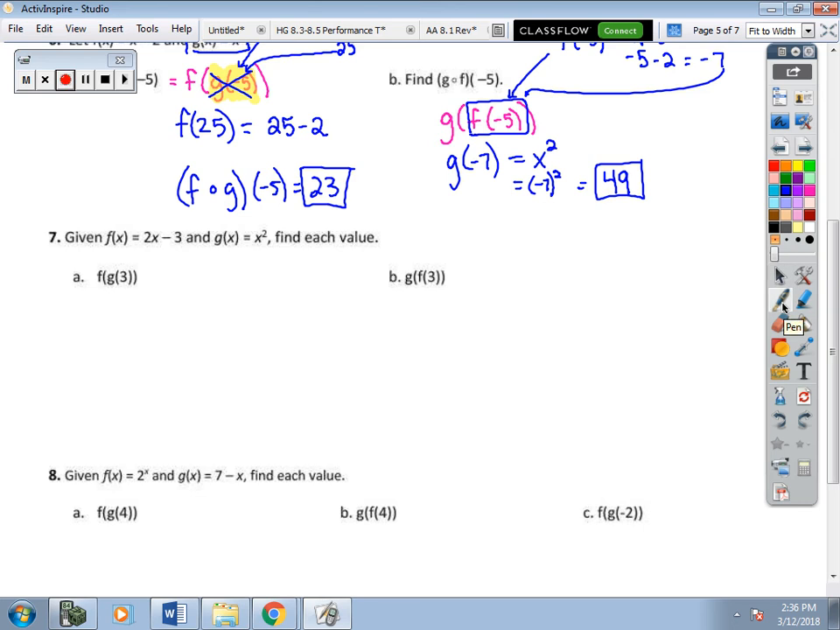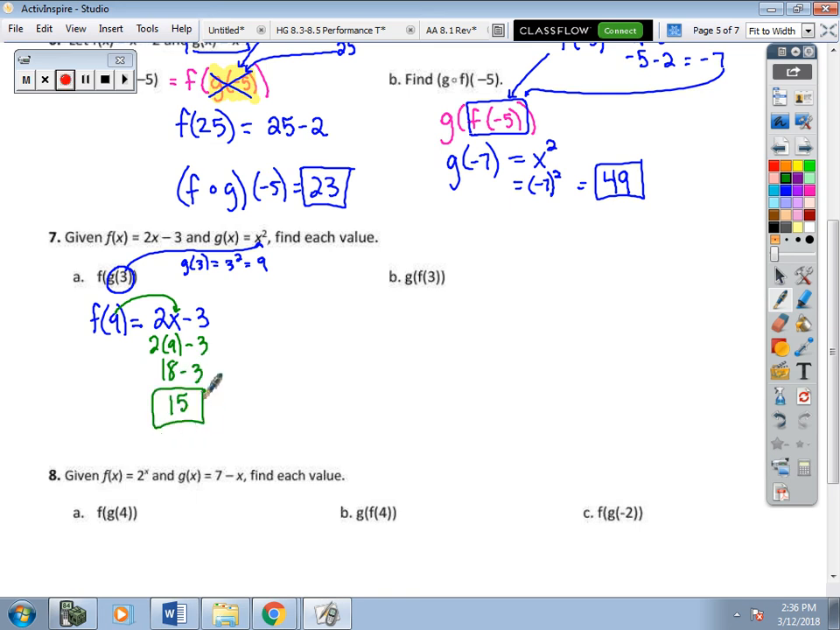Okay, down here we have the same type of problems, different functions though. So again, we're going to start on the inside with g of 3. So we're going to plug 3 in for our g of x function, which will get me 9, so this will be f of 9. We're now going to plug 9 into the f of x function, which is 2x minus 3. 18 minus 3 will get me 15.